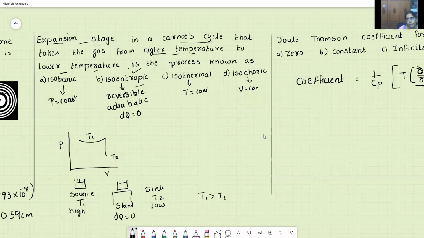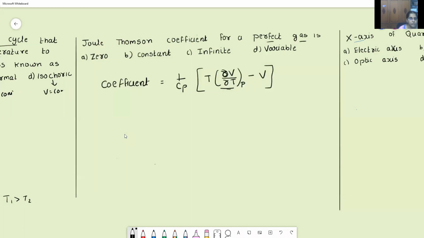Next we have the Joule-Thomson coefficient for a perfect gas. This is the coefficient given by this formula. For a perfect gas we have PV equal to RT. So V is going to be RT divided by P.